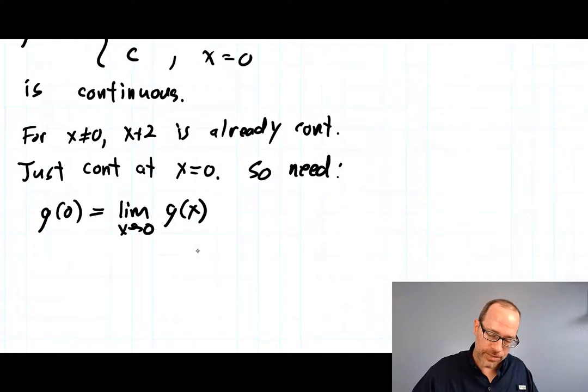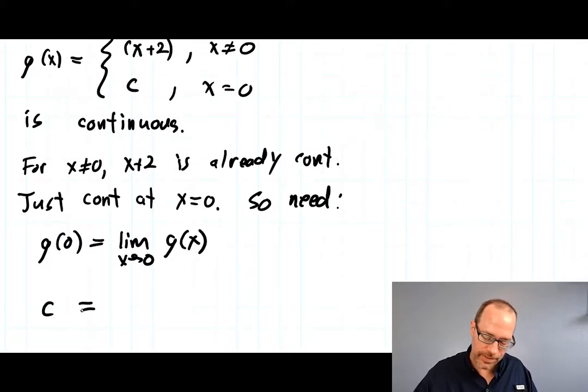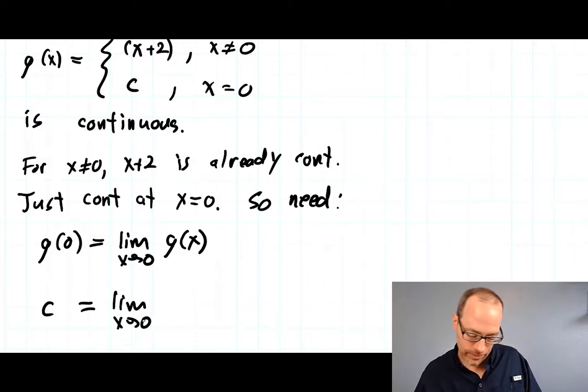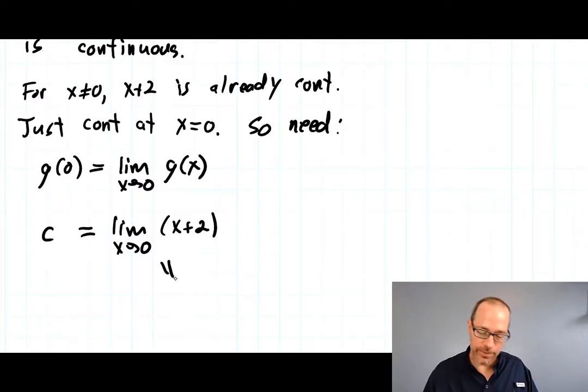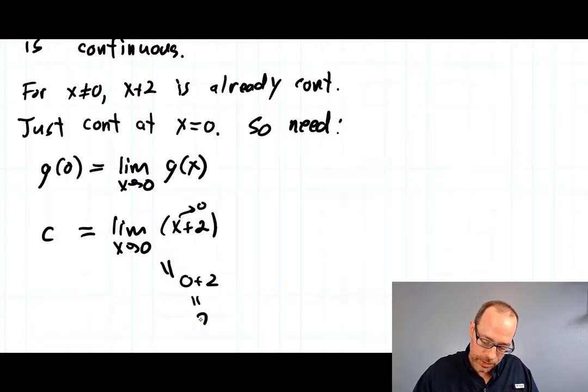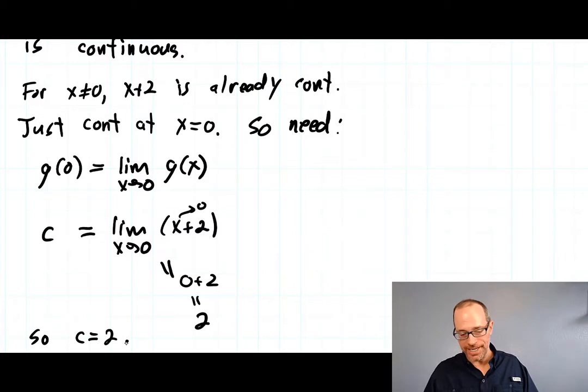Well, what is g of 0? That was just the number c. And the limit as x goes to 0, well, what's g of x when it's getting close to 0, but not 0? It was given by x plus 2. So that's what I need. The limit of x plus 2 as x goes to 0 is the value for c that we need. So if you calculate this limit as x is going to 0, then x plus 2 is going to 0 plus 2, which is 2. So we need c to be 2. And that will make g a continuous function. That's it.